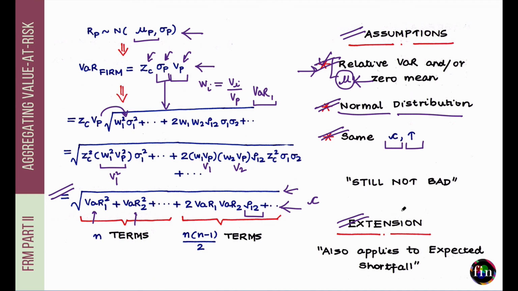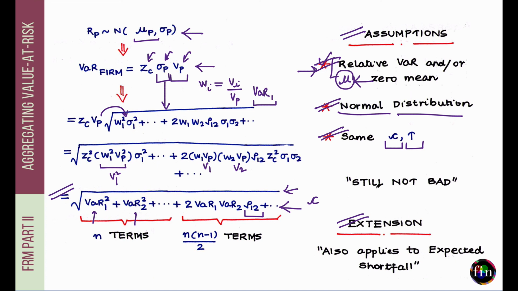So we are saying here that if you have expected shortfalls that each of your business lines have computed for themselves, and you want to aggregate these expected shortfalls to arrive at the total ES for the entire firm, then you can use a formula which looks something like this. It looks something like ES1 squared plus ES2 squared, and so on till n terms, plus 2 ES1 ES2 rho 1,2, plus 2 ES1 ES3 rho 1,3, and so on.